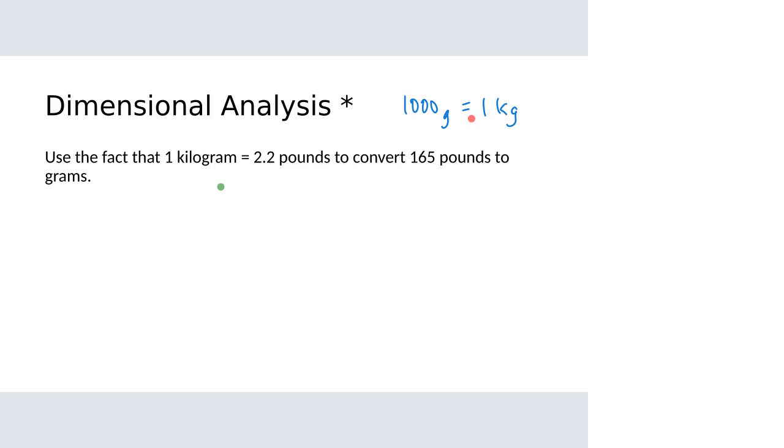So let's take a look at this one then. What we've got here is we're supposed to convert 165 pounds to grams. So we start with 165 pounds.